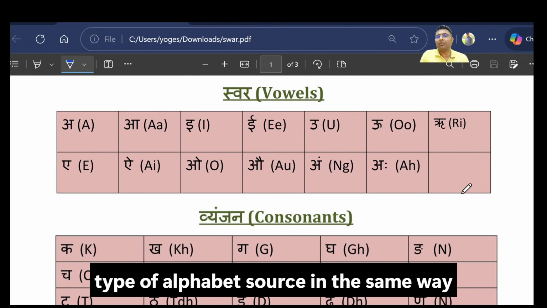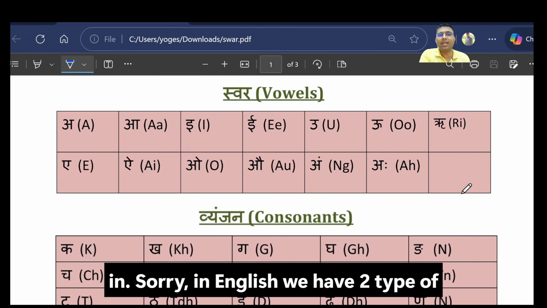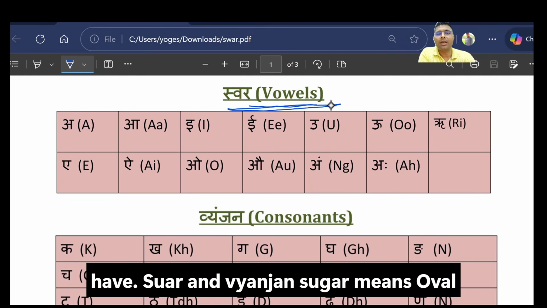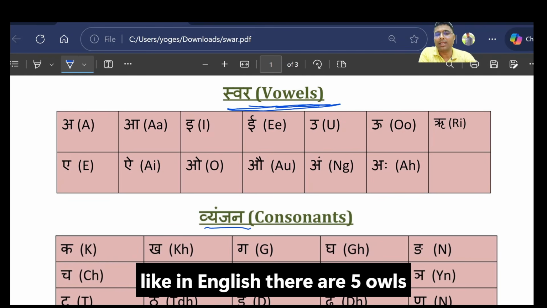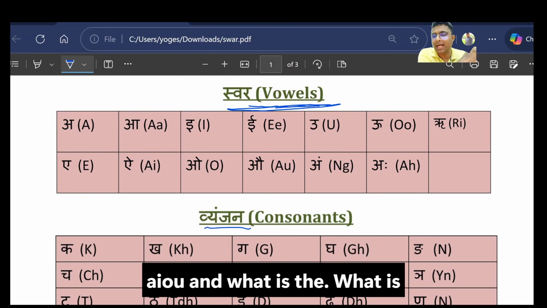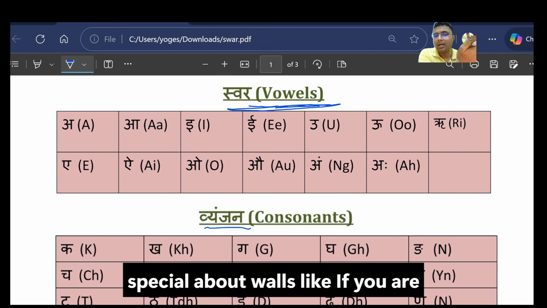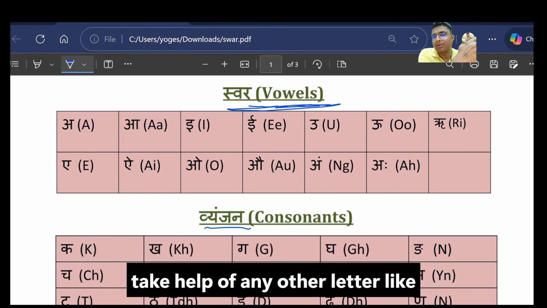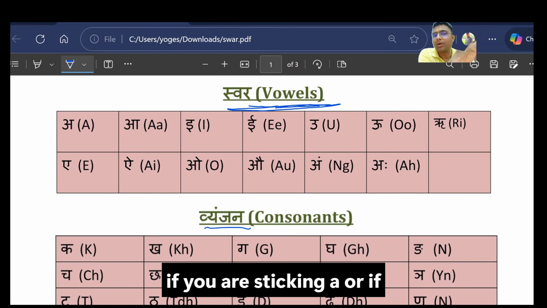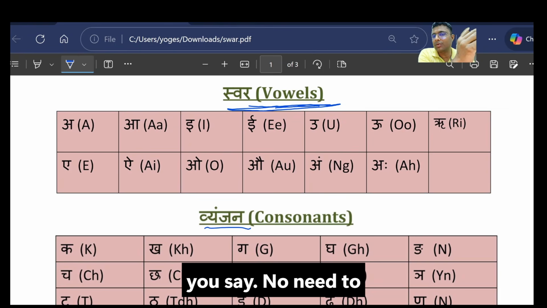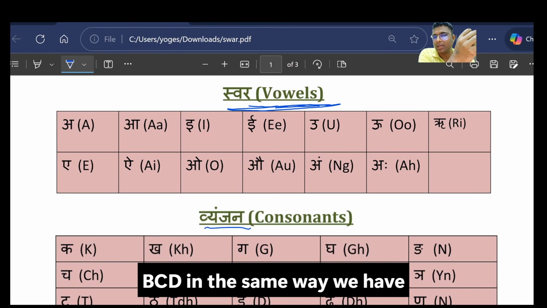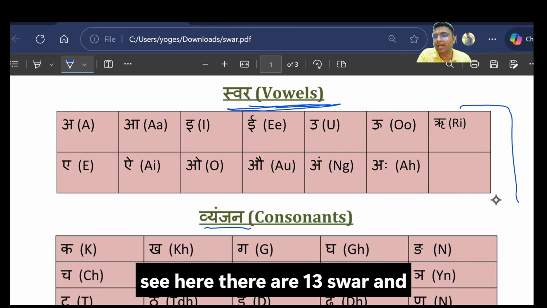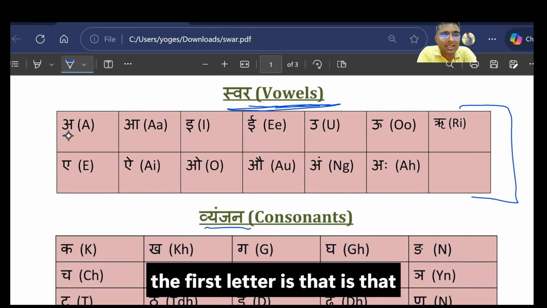In Hindi we have two types of alphabets, just like in English we have two types of alphabets. In the same way, in Hindi we have Swar and Vyanjan. Swar means vowel. Like in English there are 5 vowels: A, E, I, O, U. And what is special about vowels? If you are pronouncing a vowel, you don't need the help of any other letter. If you say A, there is no need to take help of any other letter like B, C, D. In the same way we have swar in Hindi, and you can see here there are 13 swar, and the first letter is A.